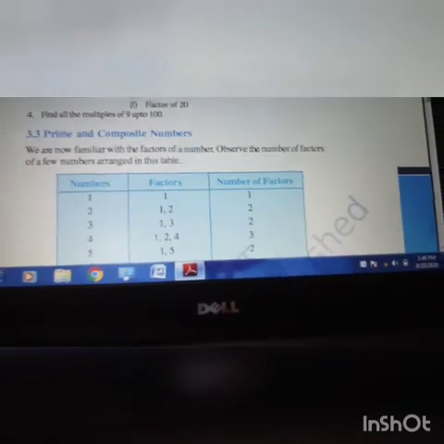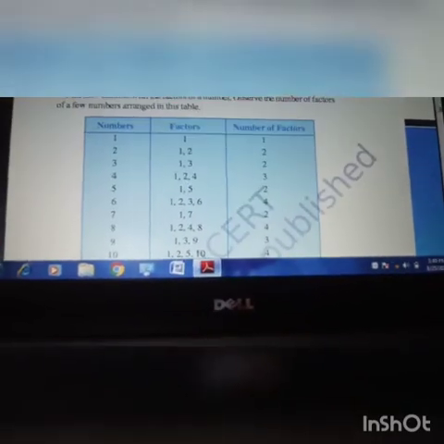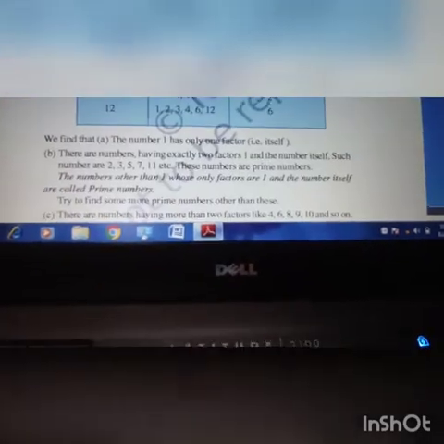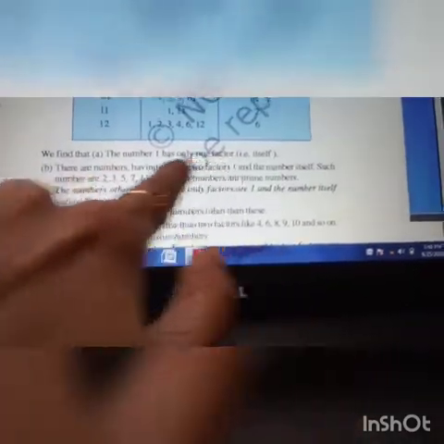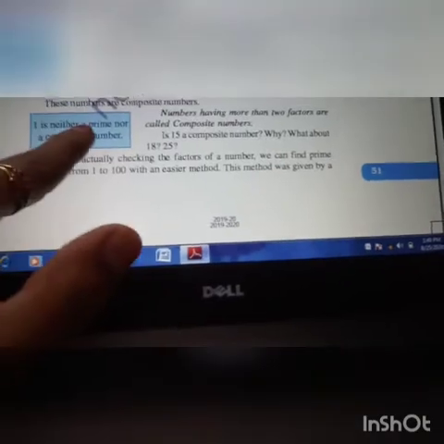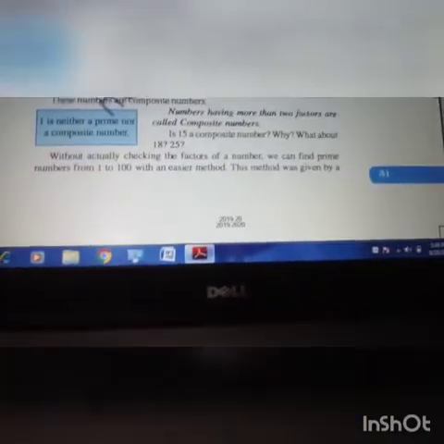Next, prime and composite numbers. A number having only 2 factors, 1 and itself, is a prime number. More than 2 factors is a composite number. Okay. The number 1 has only 1 factor. See, they have given the definition of prime numbers and the definition of composite numbers. Learn that 1 is neither prime nor composite because it has only 1 factor. So it is not a prime, not a composite.